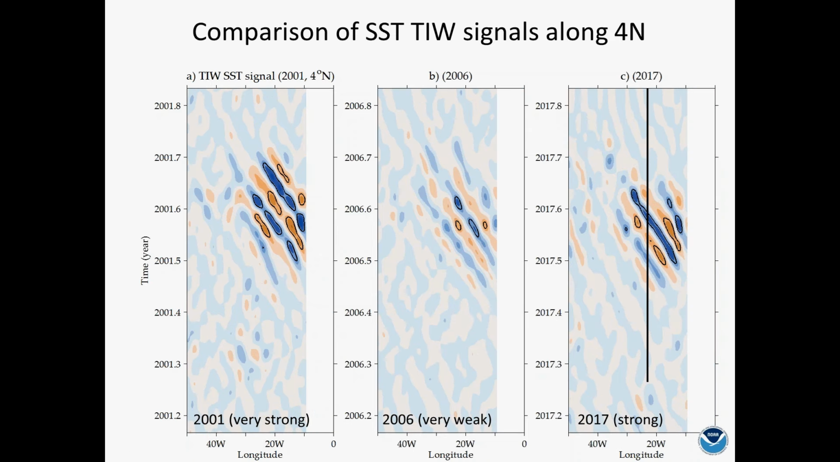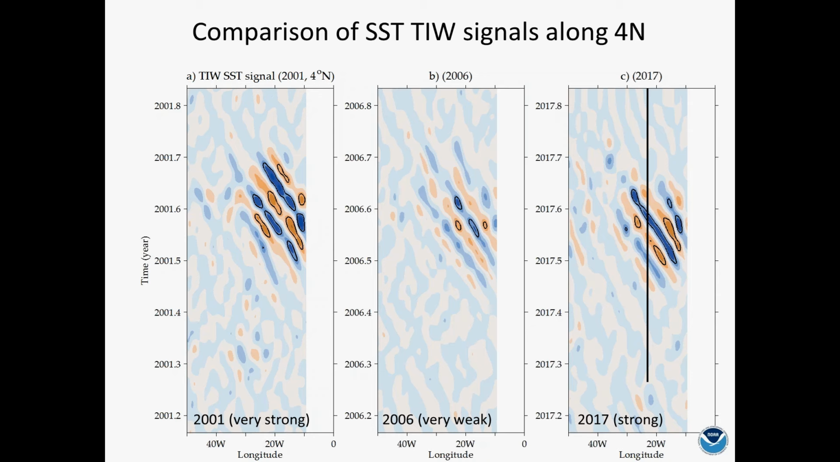But if we look at 4 north, where the mooring is, and this is the time of our deployment, we're even further north of the cold tongue front, and you can still see tropical instability waves. And it compares pretty well to our strong year. And obviously, you have much larger amplitudes than you did in that weak year.